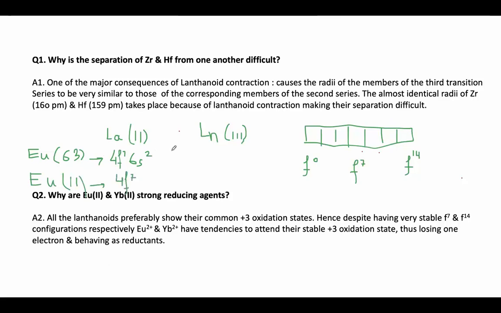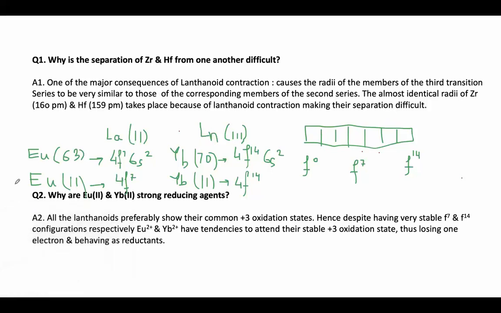Now we shall come to the case of Yb. Yb is nothing but ytterbium. Ytterbium has atomic number 70, which has the electronic configuration 4f14 6s2. So naturally, in the case of ytterbium-2+, the electronic configuration will be 4f14. So we have these two cases.